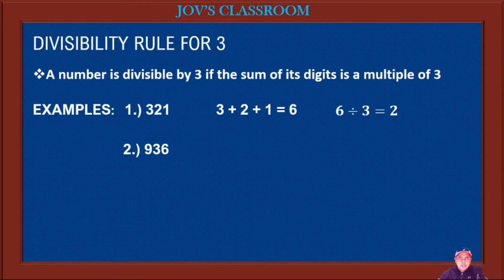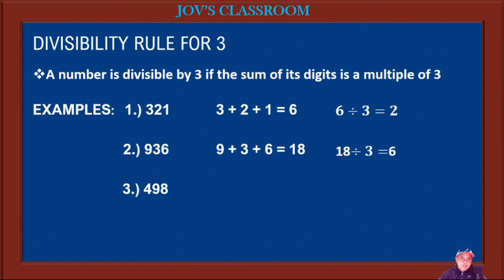Another example, 936. Divisibility rule for 3, just get the sum of its digits. 9 plus 3 plus 6 is equal to 18. So 18 divided by 3 is equal to 6. That means 18 is a multiple of 3. So therefore, 936 is a multiple of, or divisible by, 3.